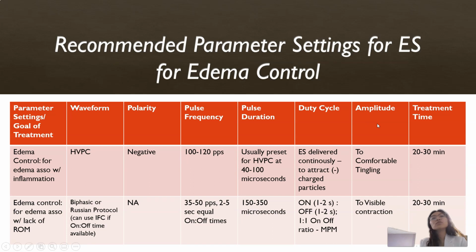So, for edema control naman, for edema control associated with inflammation, we make use of negative polarity. Tapos, ito yung parameters. Okay? Pulse frequency, 100 to 120 TPS or hertz. Pulse duration is 40 to 100 microseconds. And then, continuously delivered ulit siya. And then, comfortable tingling sensation, and is applied 20 to 30 minutes.